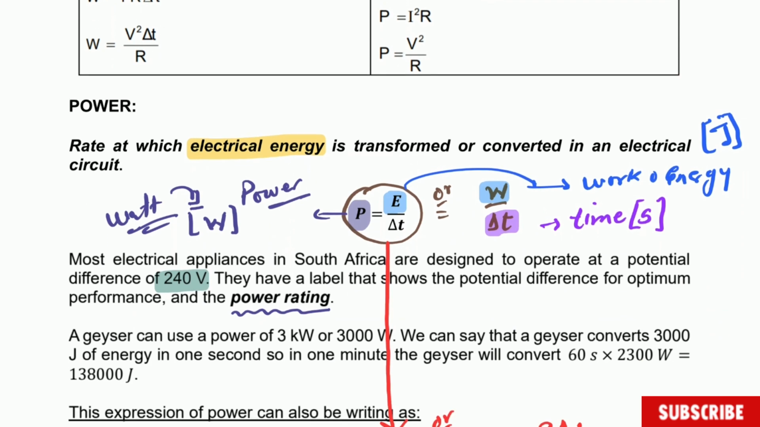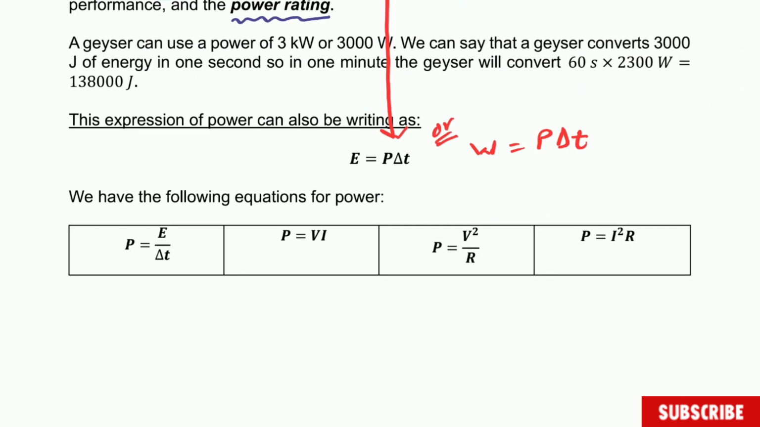rearrange this one. Now, there are other formulas of power when you start substituting different formulas here, which I am not going to do right now. It is not the purpose of this video, but in this case you have different formulas to calculate the power if you have either the potential difference or the current. This one here is recommended to use for parallel.